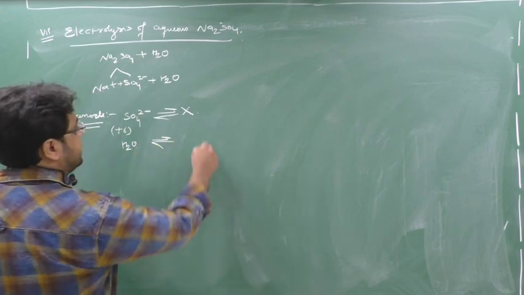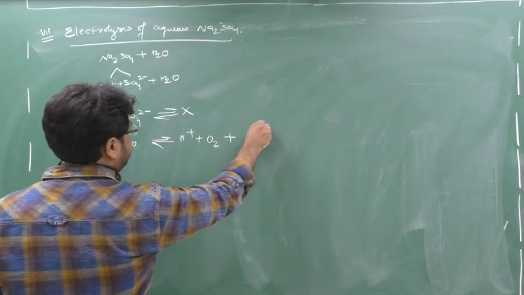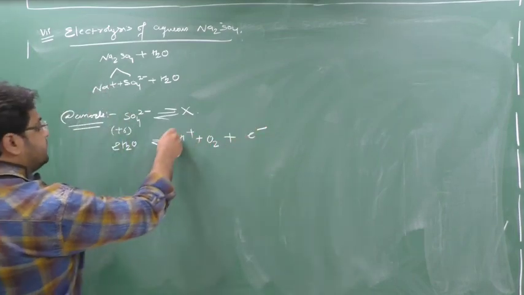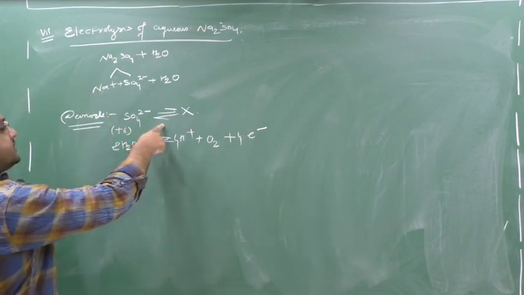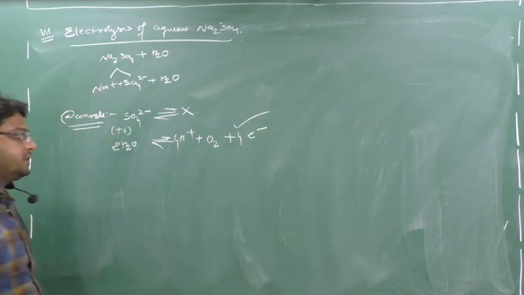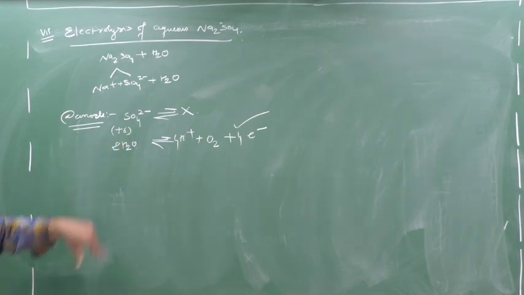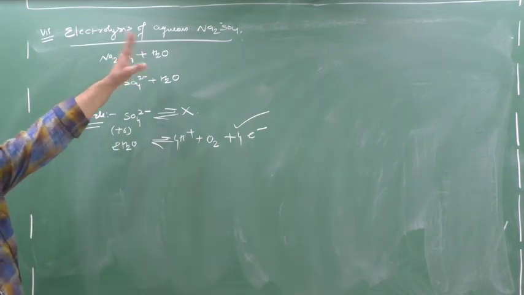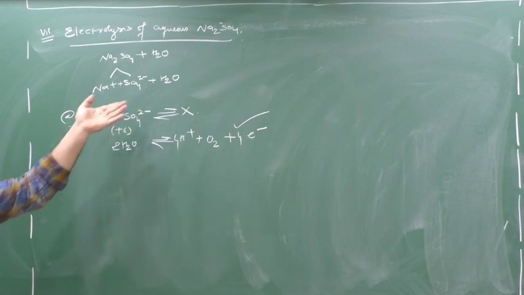So water means I will obtain O2, I will obtain H+, and I will obtain electrons. When the SO4 2- anodic reaction is not possible, then who will undergo the oxidation reaction? Water will undergo the oxidation reaction. So at anode, water will undergo oxidation in electrolysis of aqueous Na2SO4. Clear? Because sulfate cannot undergo oxidation because it cannot lose electrons.